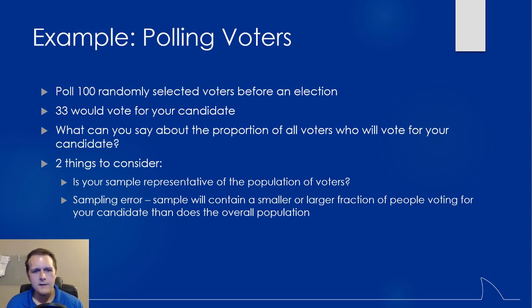And then another thing could be sampling error. So, looking at it, does your sample contain, say, a smaller or a larger fraction of people voting for your candidate than the overall population? And that goes back to how representative your sample is of the entire population.